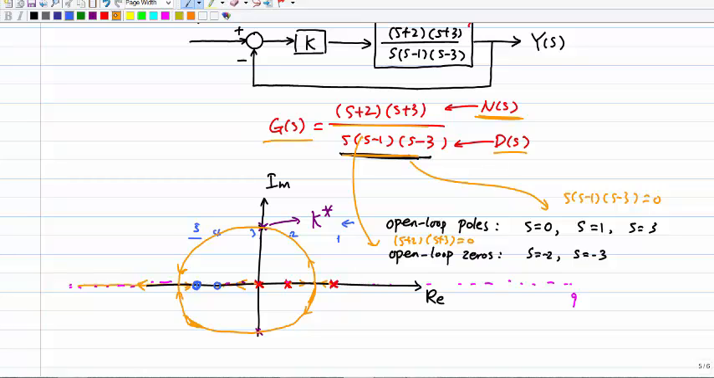According to the rules, to the left of an odd number of zeros and poles, the real axis is part of the locus. Which means this is part of the locus, since it is to the left of the odd number 1. This is also part of the locus between 3 and 4, so this is also an odd number. Also all the way to infinity will be part of the locus. That's one of the rules. And also over here you can see this one from the pole to the zero. Yeah, this sounds good. So this is one line.